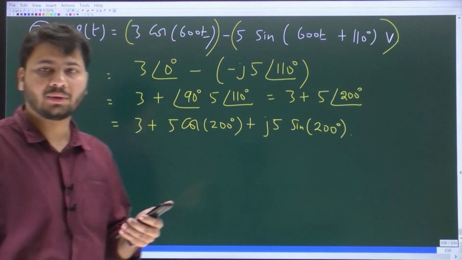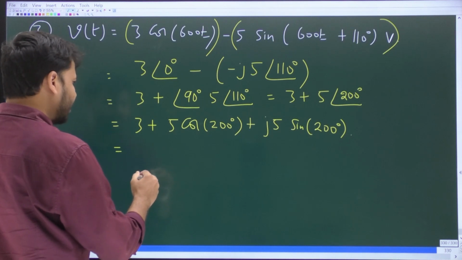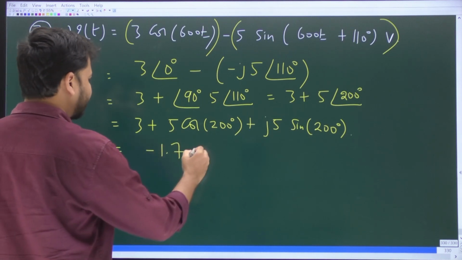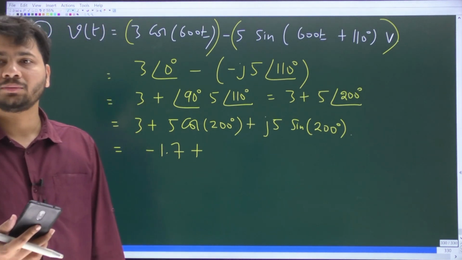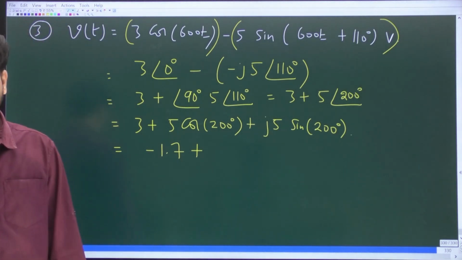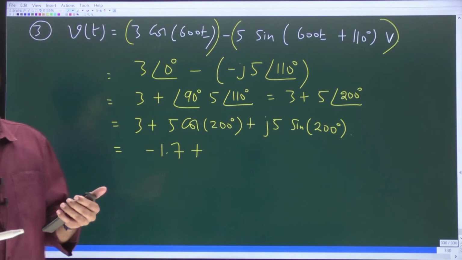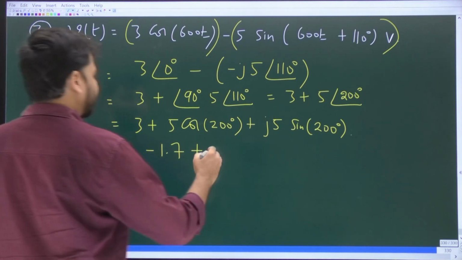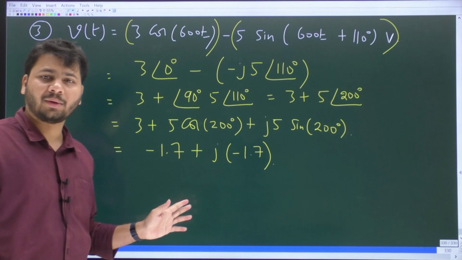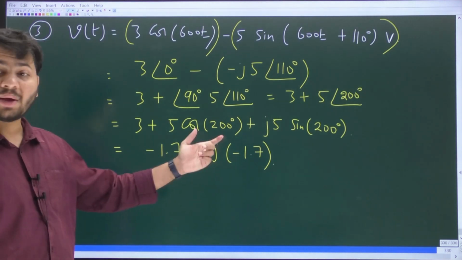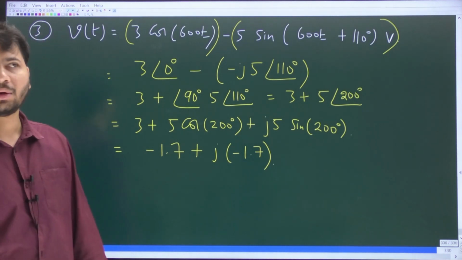Minus 1.698. So I'll write minus 1.7. Okay. So I'm guessing 3 plus 5 cos 200 degrees is minus 1.7. Also tell me what is the value of 5 sin 200 degrees. Minus 1.71. Again, minus 1.71 is approximately minus 1.7. Okay. Plus j times minus 1.7. That's all. Now this is rectangular form. Real part is minus 1.7. Imaginary part is also minus 1.7. So does it not mean real part is negative, imaginary part is also negative?